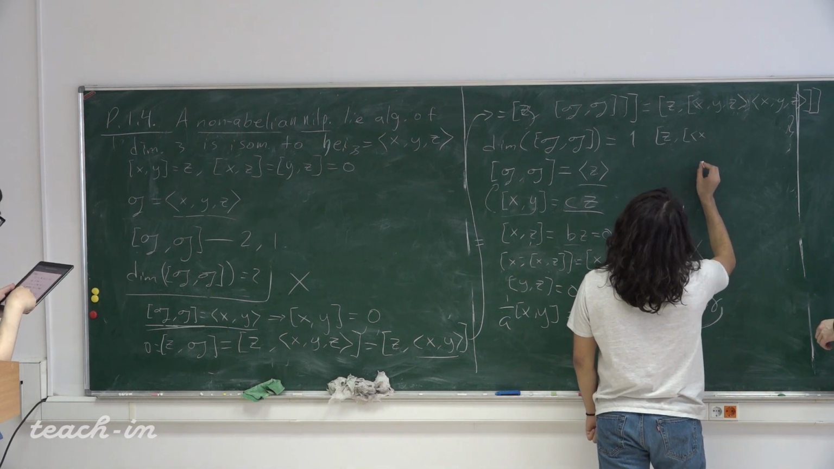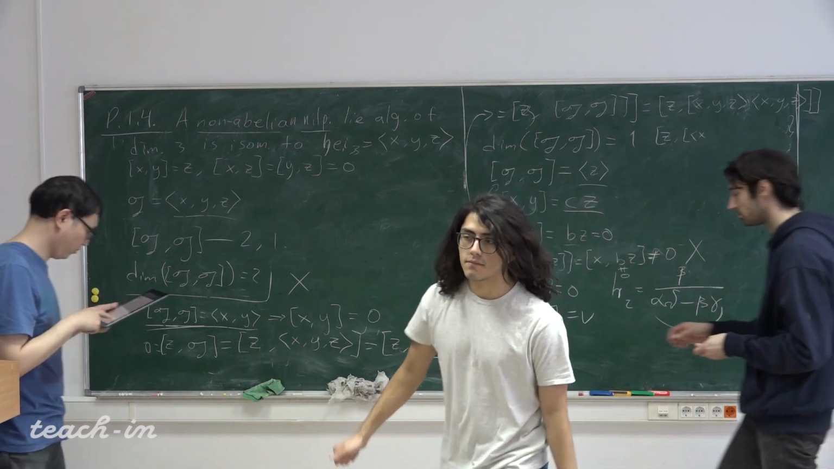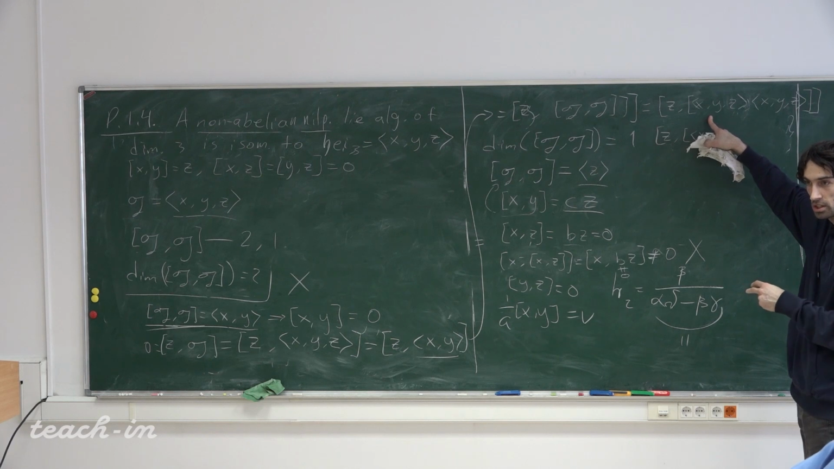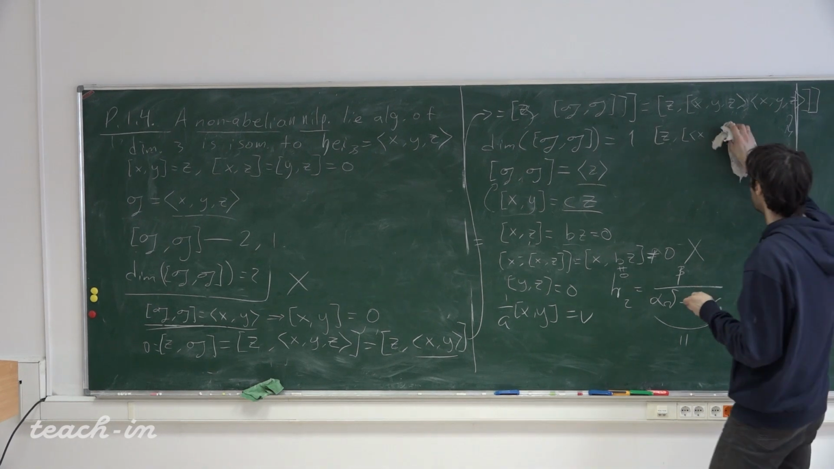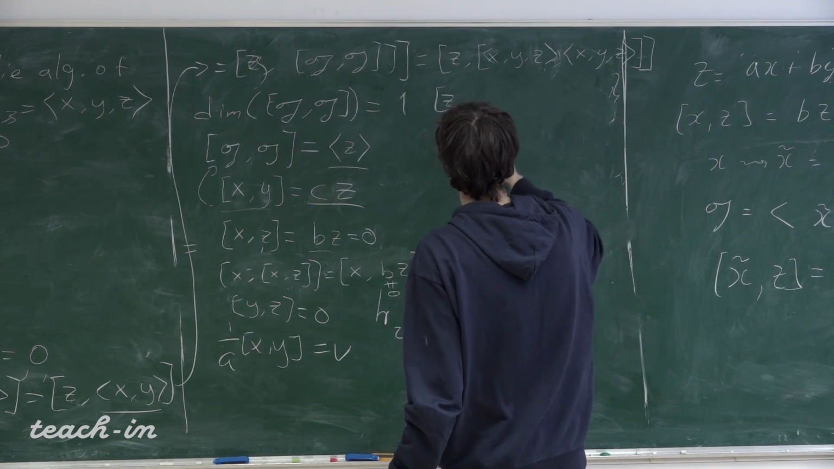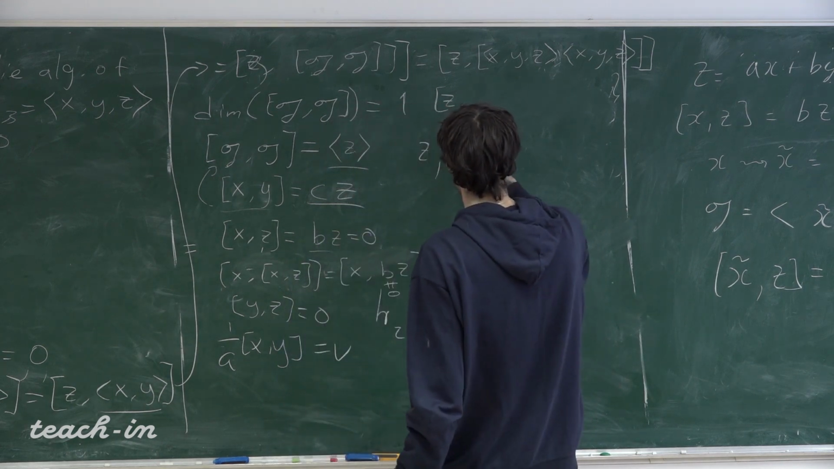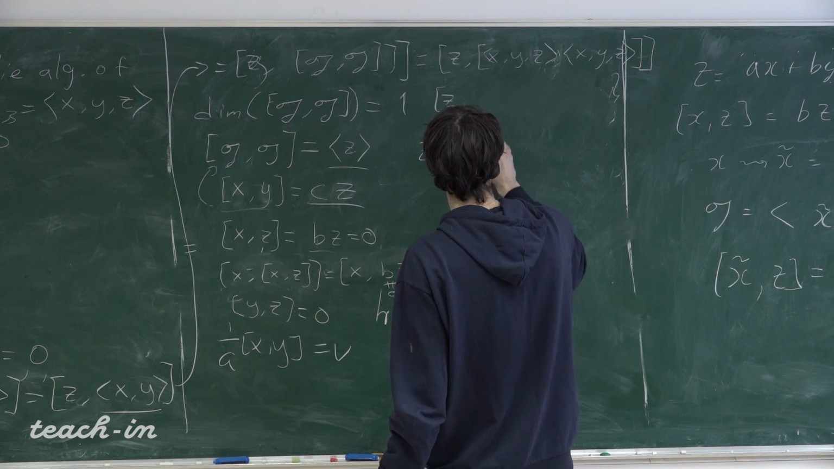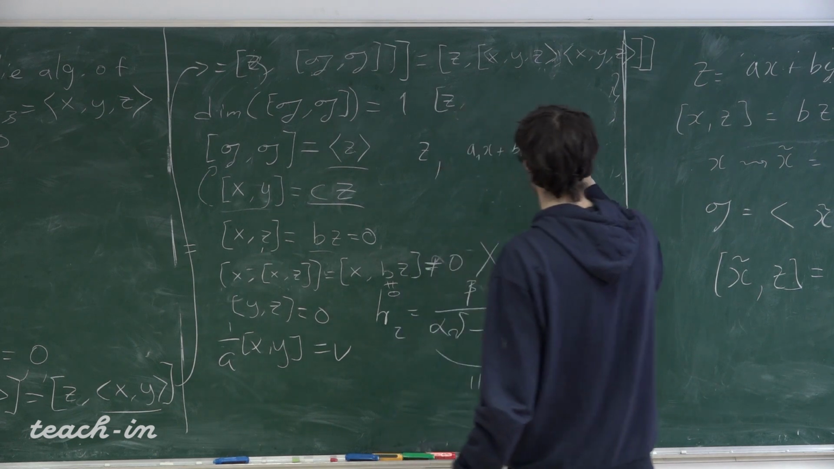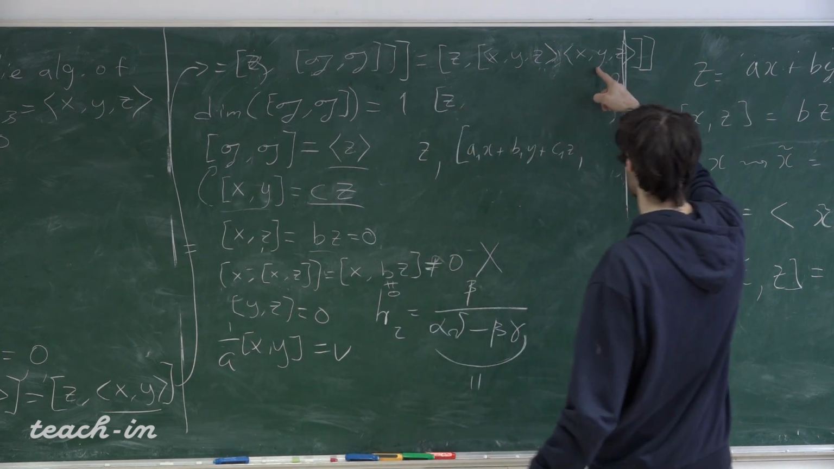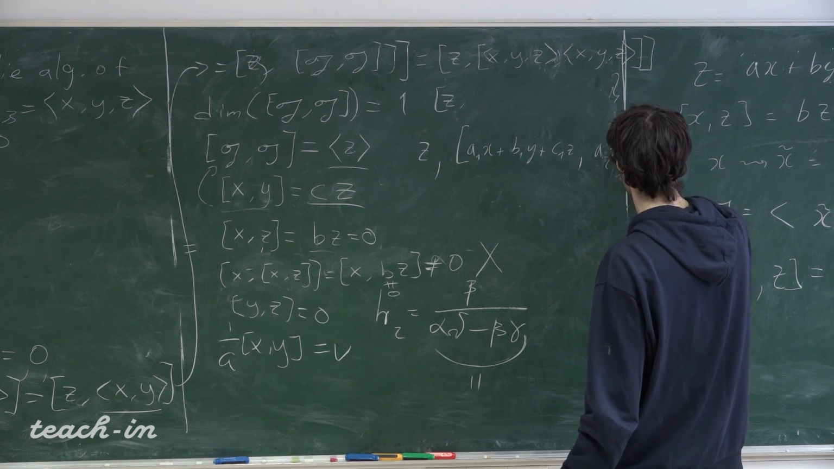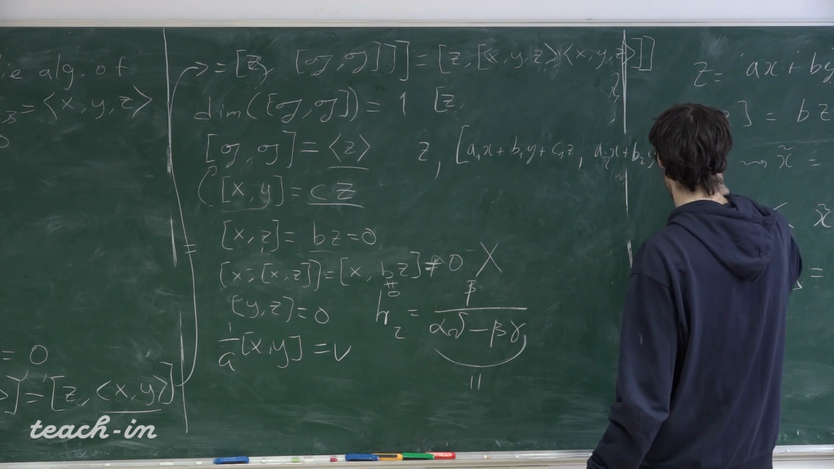So maybe let me try to finish. So here what is meant is a linear combination of x, y, and z. So you have z with something like a1x plus b1y plus c1z, commutator with some other linear combination, a2x plus b2y plus c2z, right?